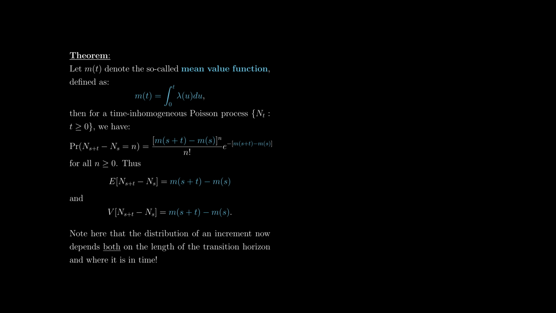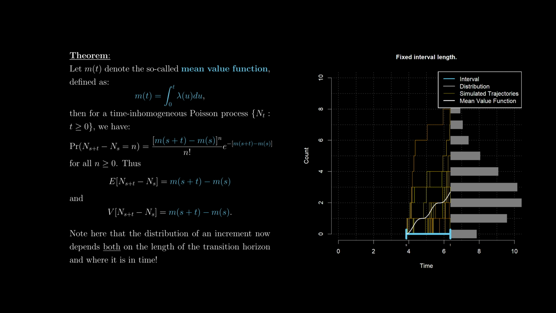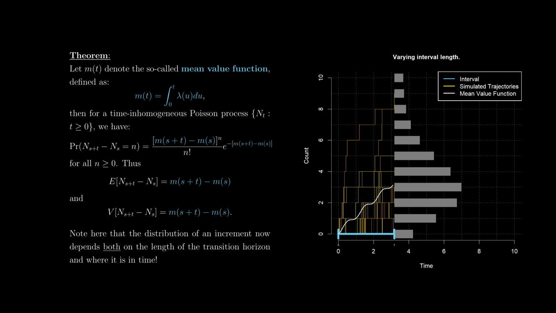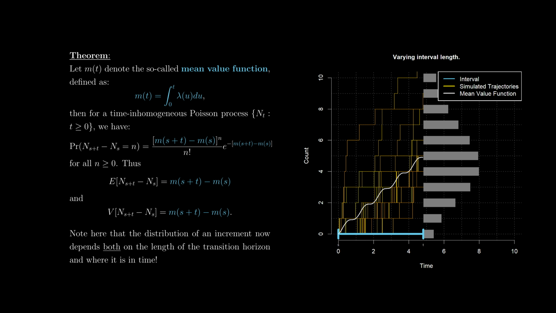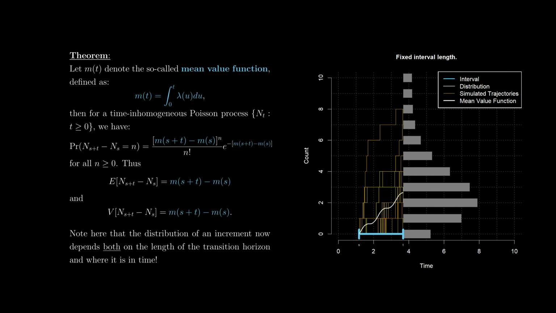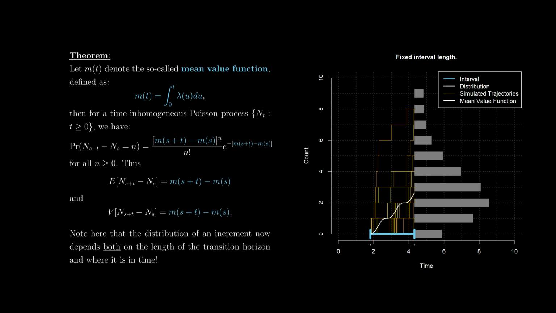Now, as before, these postulates lead us to the central result for time-inhomogeneous Poisson processes, and the theorem in question is as follows. Let m(t), so some function m(t), denote the so-called mean value function, which is defined as the integral running from 0 to t over lambda(u) du. Then for a time-inhomogeneous Poisson process N(t), t greater than or equal to 0, we will have that the probability that the count equals n in some time window running from s to s plus t is just Poisson distributed with mean m(s+t) minus m(s). So the mean value function evaluated at s plus t minus the mean value function evaluated at s. And this holds for all n greater than or equal to 0.